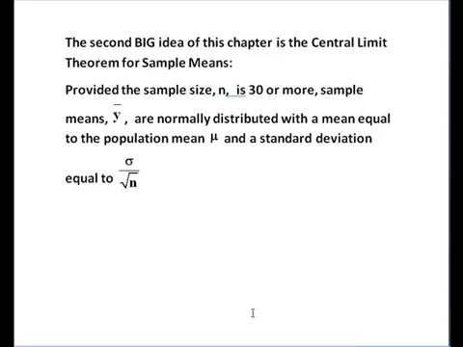So problems 1 through 4 deal with sample proportions. Problems 5, 6, and 7 deal with sample means. There is a corresponding central limit theorem for sample means. It says for large samples, and large samples in this case means samples of 30 or more observations, sample means are normally distributed with a mean equal to the population mean and a standard deviation equal to the population standard deviation over the square root of n.